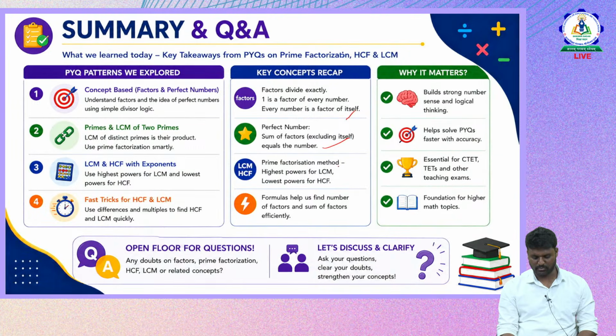And the prime factorization method: highest powers for the LCM and lowest powers for the HCF, how we can identify the LCM and HCF. So for LCM we have to take the highest powers, and for HCF we have to take the lowest powers, okay. And then some of the formulas which help identify the factors and the sum of the factors efficiently, which we discussed, and we solved one problem just 2 minutes back, okay.